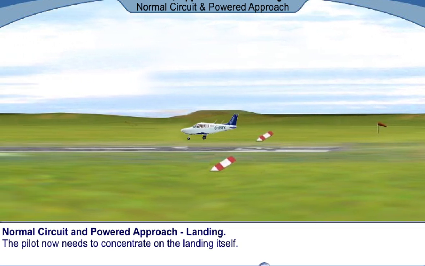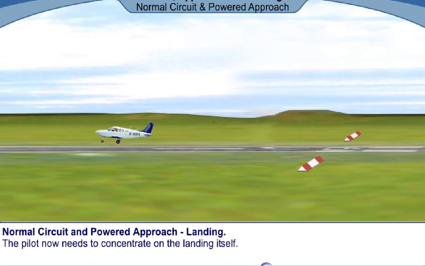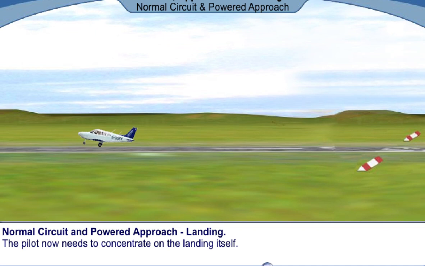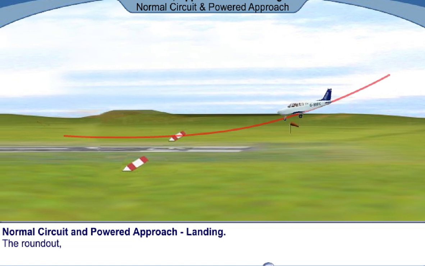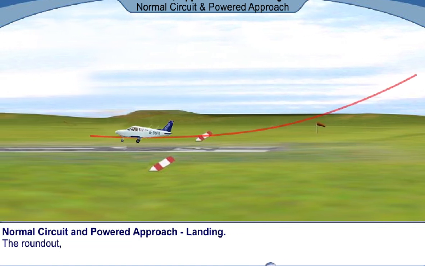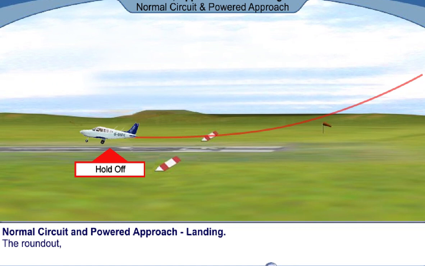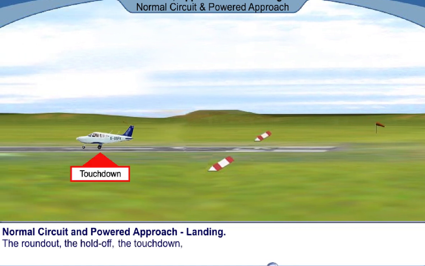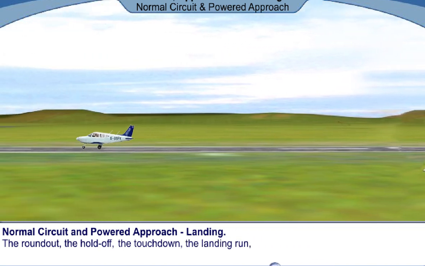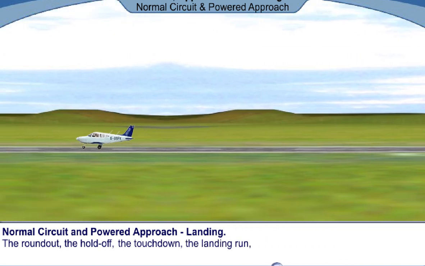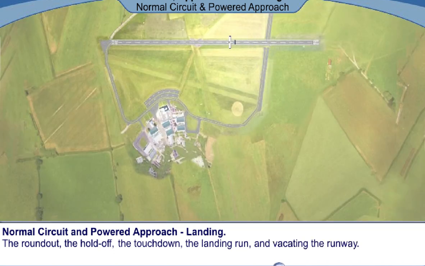In the final stages of the approach, we're getting very near the ground, and we need to think about the actual landing. The landing is considered in 5 stages: the round out, hold off, the touchdown, the landing run, and vacating the runway.